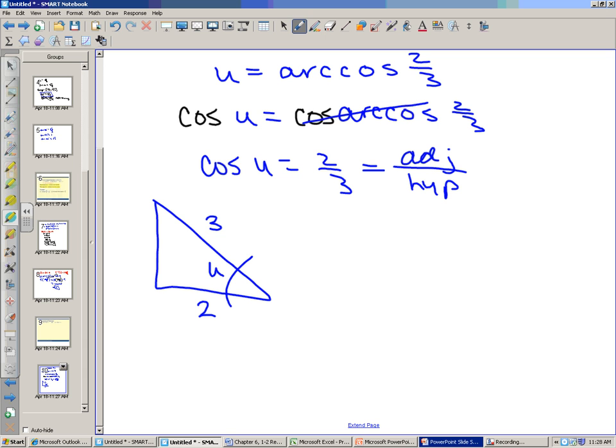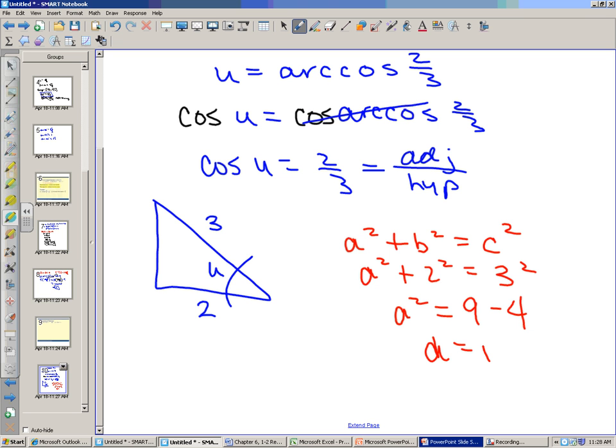Can I find my opposite side now? I can, by using a squared plus b squared is equal to c squared. So a squared plus 2 squared is equal to 3 squared. A squared is going to be equal to 9 minus 4. So a is equal to the square root of 5.